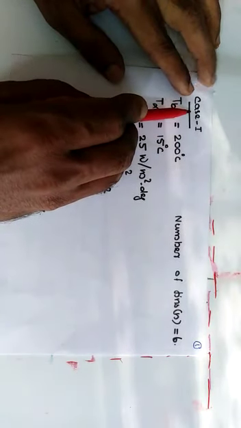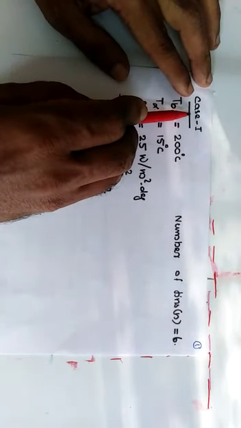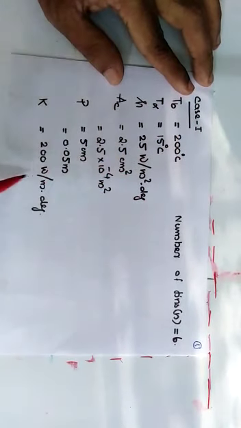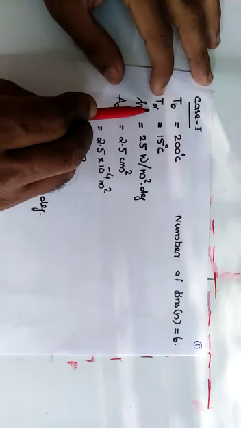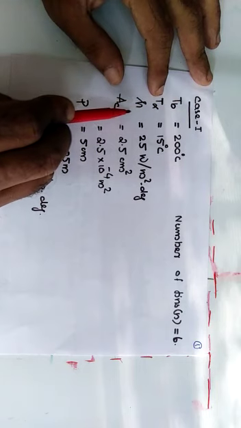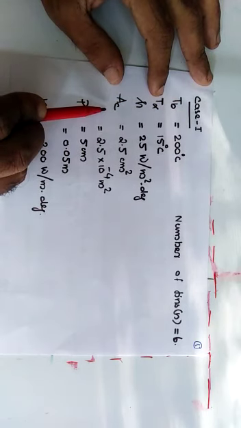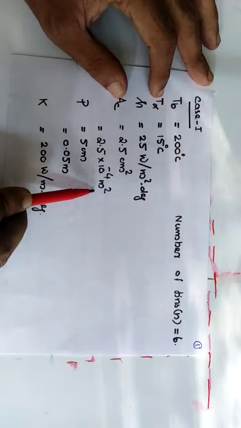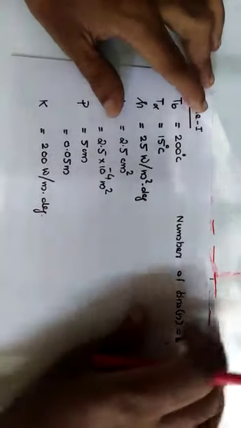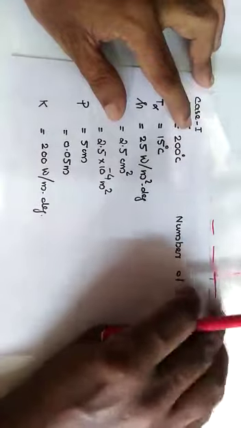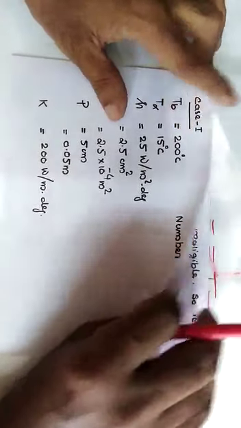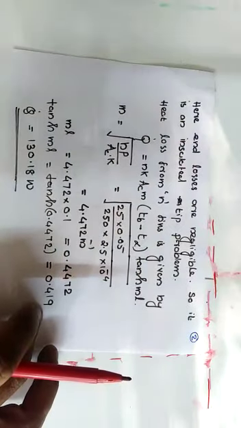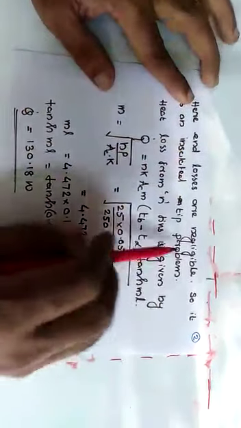Now we will see each case. Case 1, we have 6 fins. All the data are given, that is base temperature, environment temperature, heat transfer coefficient, cross-sectional area. We convert the cross-sectional area centimeter square into meter square. Perimeter is given, thermal conductivity is given. Here also the end condition is very specifically given. It is given that end losses are negligible.